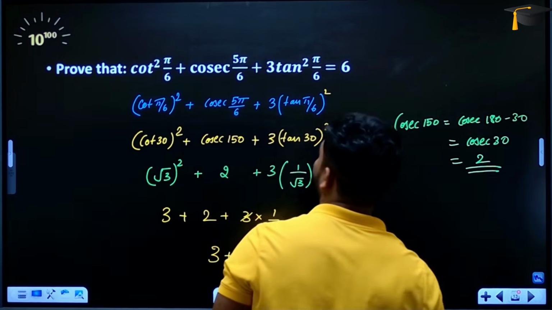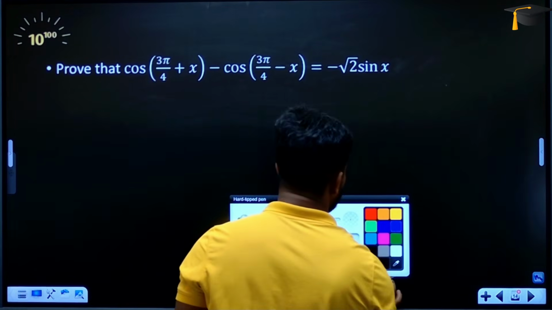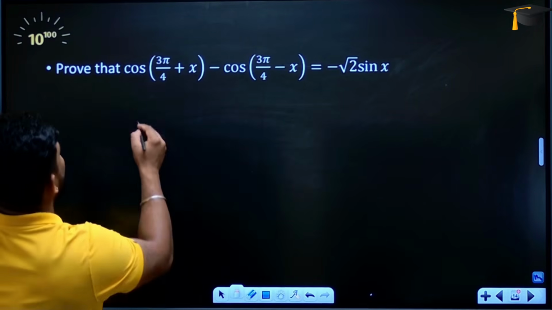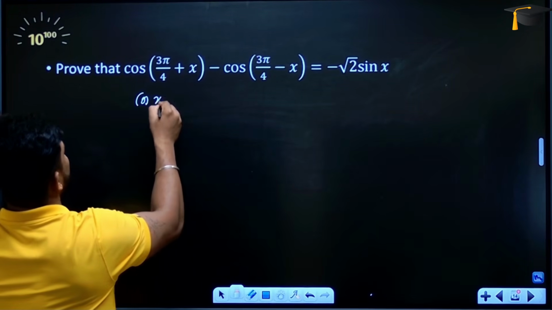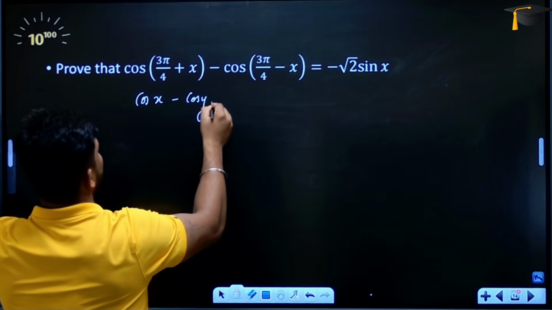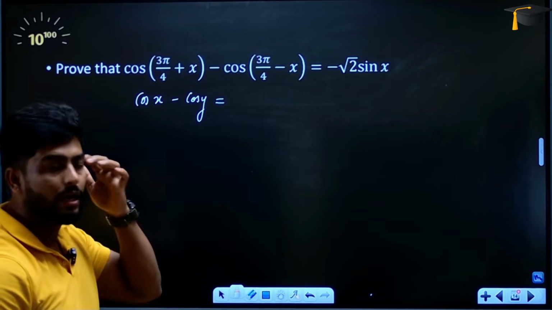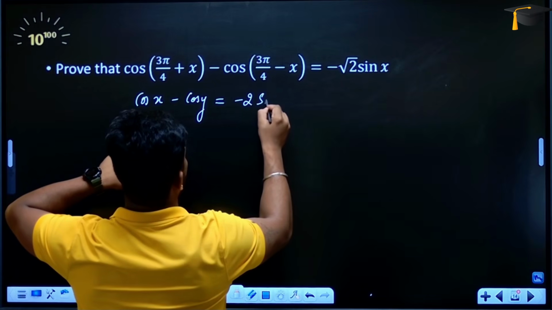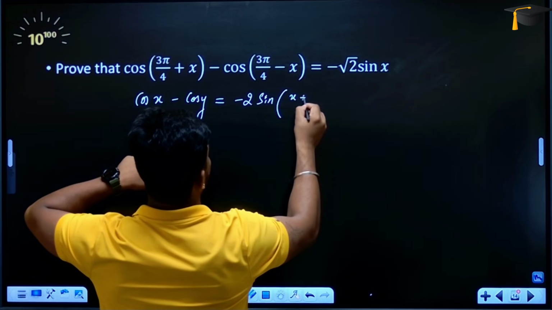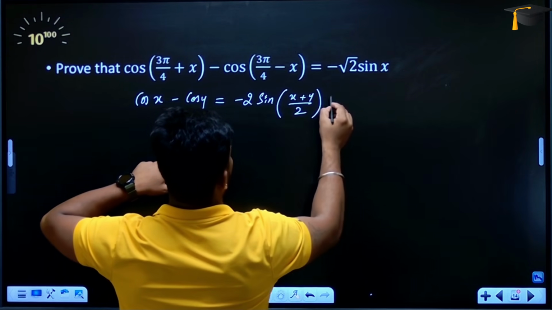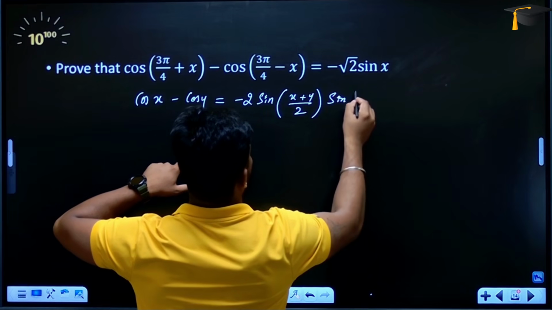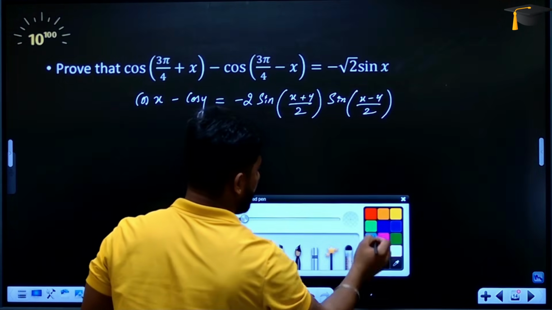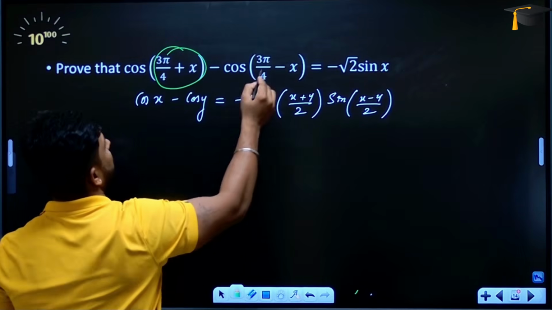Okay, next, there are about 3-4 types of this in your textbook. So all are important. Here I will use the cos x minus cos y formula. Okay, what is cos x minus cos y? It is minus 2 sine of x plus y by 2 into sine of x minus y by 2. Okay, so for us this is x and this is y.